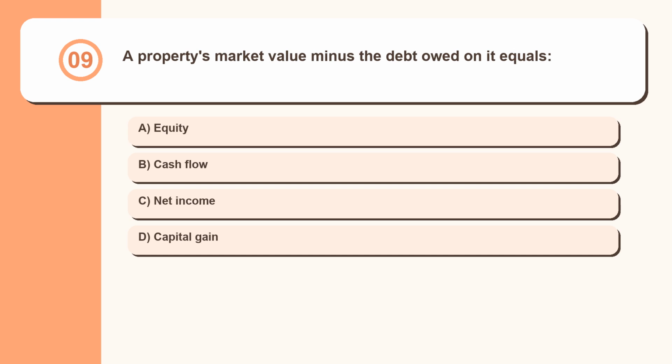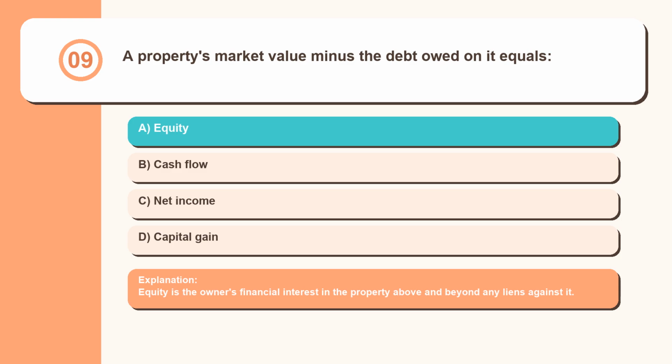Question 9. A property's market value minus the debt owed on it equals equity, cash flow, net income, capital gain. Equity is the owner's financial interest in the property above and beyond any liens against it.